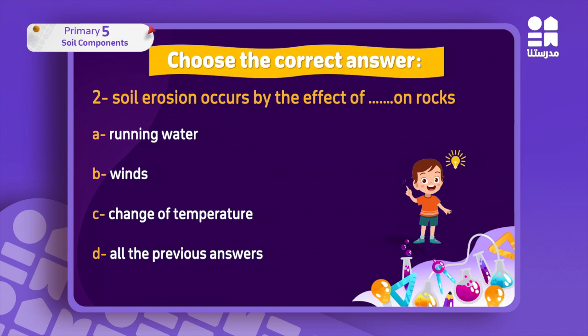Number 2, soil erosion occurs by the effect of space on rocks, running water, winds, change of temperature, or all previous answers. Which part will be correct? So the answer will be all previous answers.